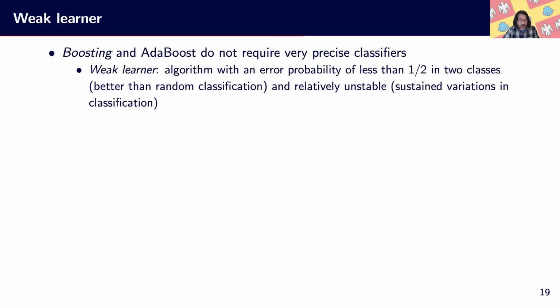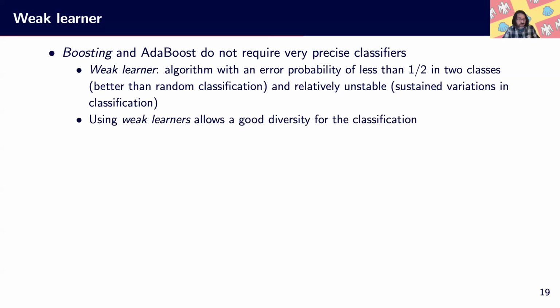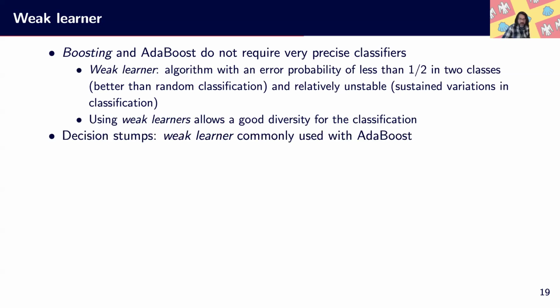And relatively unstable. So we want to be sure that from one case to another, they don't always bring the same kind of output. So weak learners are quite good for allowing good diversity in the classification. We can really have these different models making mistakes differently in general. And a way to build that is to rely on decision stumps. These are weak learners commonly used with AdaBoost.